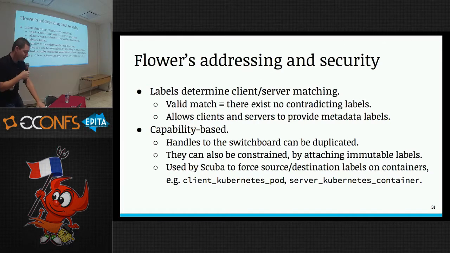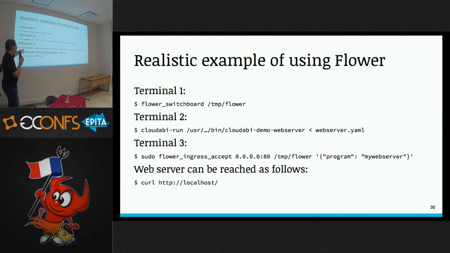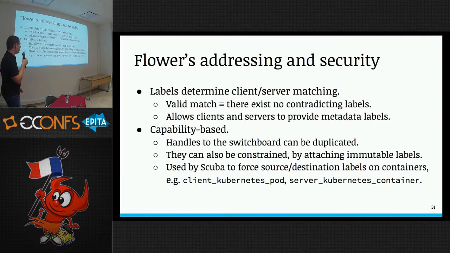So also in this case, with the ingress, it will attach the IP address and the port number of the peer as extra labels before forwarding it over to Flower. So the process will then know the IP address of the connecting client. So it's also capability-based, namely the handles that are pointing to the switchboard can be duplicated and can be constrained, and some extra labels can be attached.